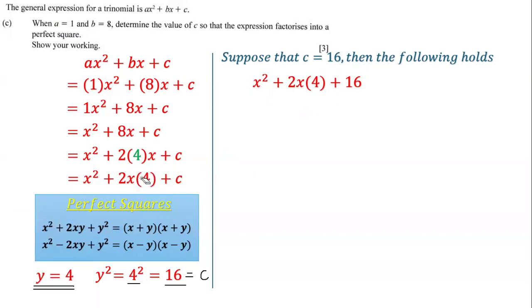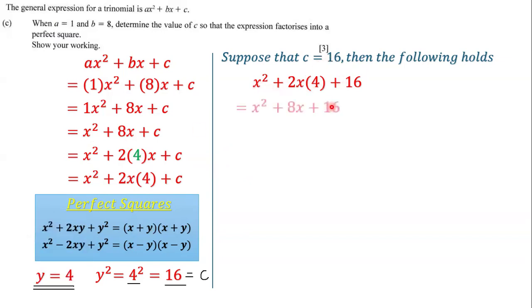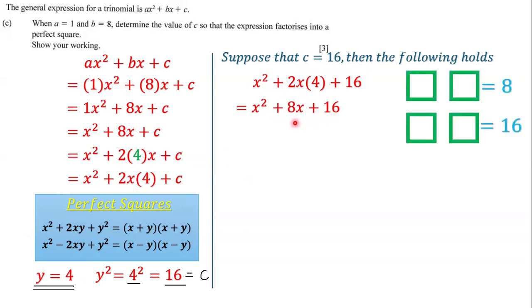So x squared will still be x squared, 2x will still be 2x, we'll still have 4, but c is going to be 16. All right, c is 16. And so let's factorize this particular expression. We have 2x times 4, which is 8x. So we have x squared plus 8x plus 16. Now we factorize this expression. We have to look for two numbers that when we add them, we get 8, and when we multiply them, we get positive 16.